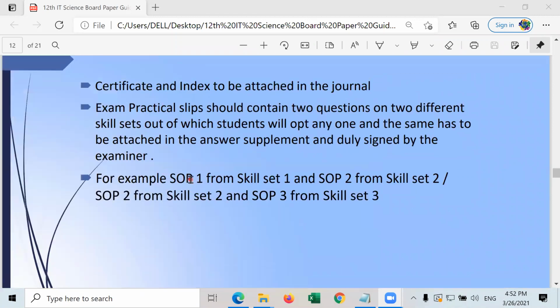As I told you earlier, your practical exam slip will consist of 2 questions from 2 skill sets. Like one question from skill set 1 and another from skill set 2, or another combination can be one question from skill set 2 and another from skill set 3.